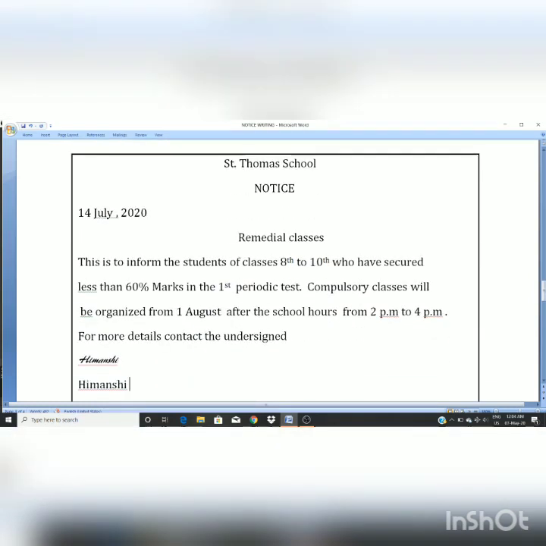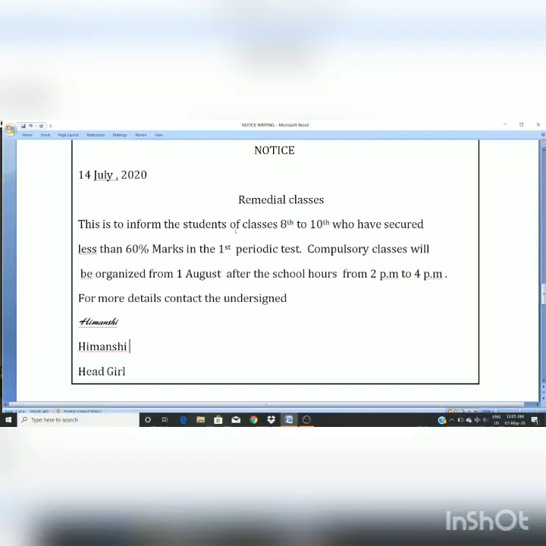First thing that I have done is I have put a box. Second thing, I have just written the name at the top of the box, St. Thomas School. I have skipped one line and after that I have written notice in capital letters. I have again skipped one line and then I have written at the corner of the box, date in the British form. Then leave one more line and after that I have written my topic, remedial class. Okay students, you can write this remedial class in capital as well as in small letters, according to your convenience.